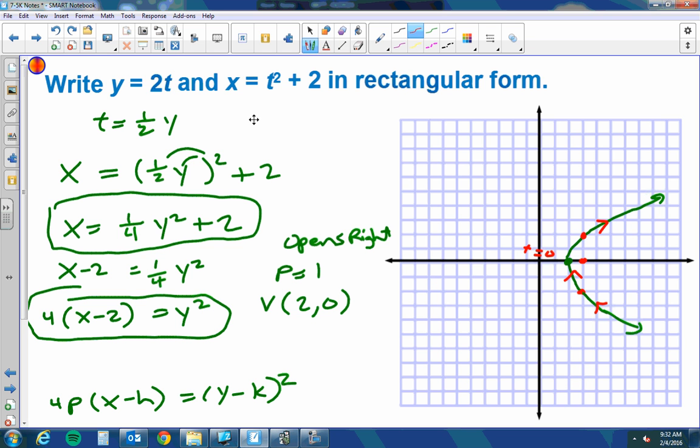If t is -1, you get -2. When t is 0, you get 0. When t is 1, you get 2. So it's true. As t increases, the y values increase. There you go.